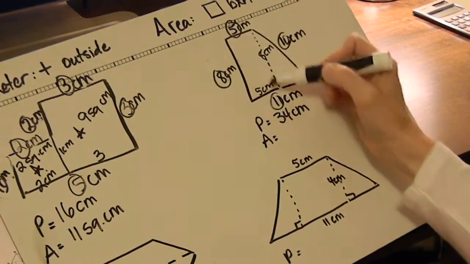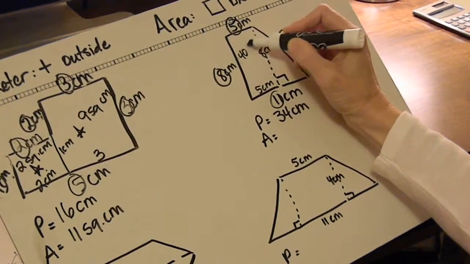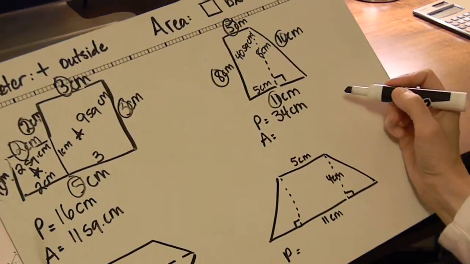Base times height. 8 times 5 is 40. So that is 40 square centimeters.